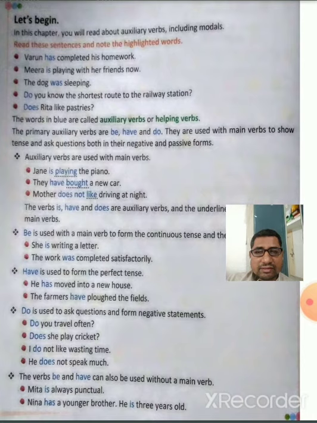Last, the verbs be and have can also be used without a main verb. There will be no need to use main verbs or action verbs with these be and have forms. Mita is always punctual. Nita has a younger brother. He is 3 years old. Now here the highlighted verbs are is and has. They stand on their own without the help or support of action verbs or main verbs.